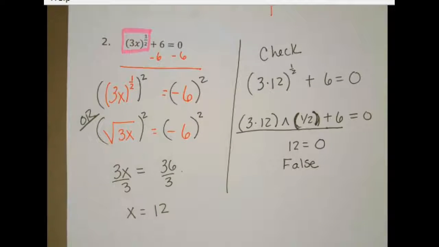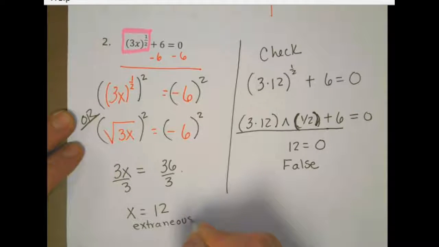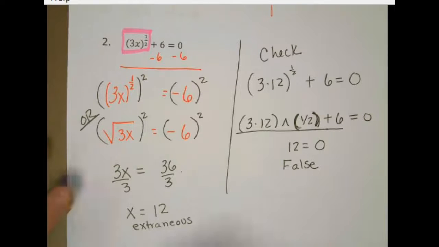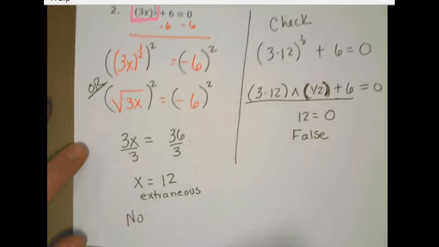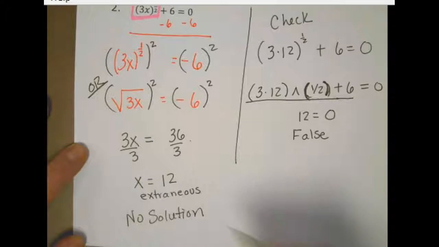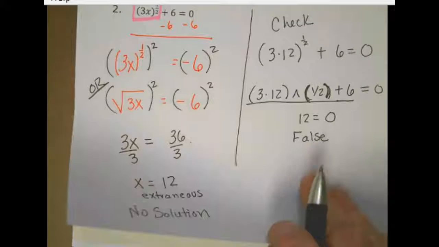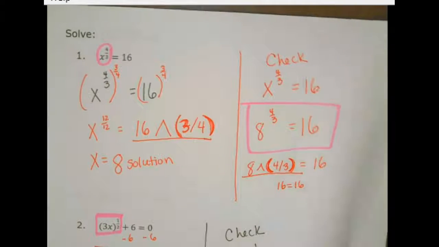So what does that mean? This is extraneous. So what's the solution? No solution. You have to write no solution so that I know that you know if it's extraneous and there's not another choice, then there is no solution to this problem.